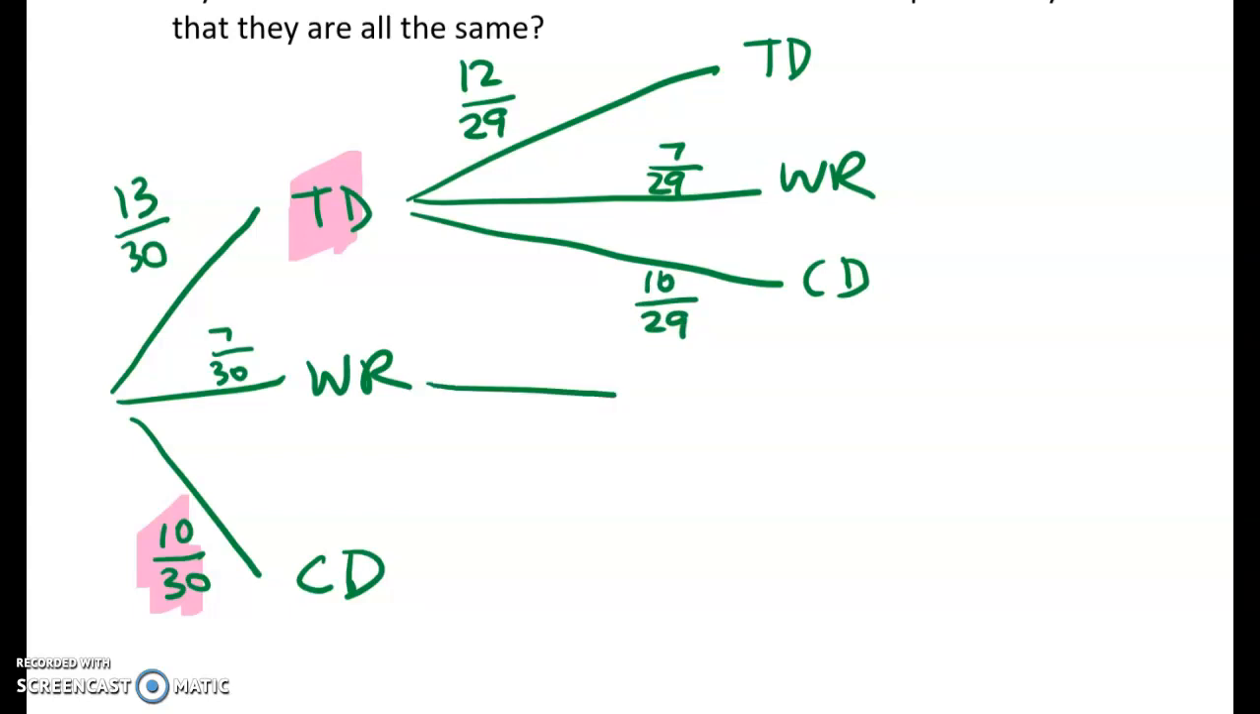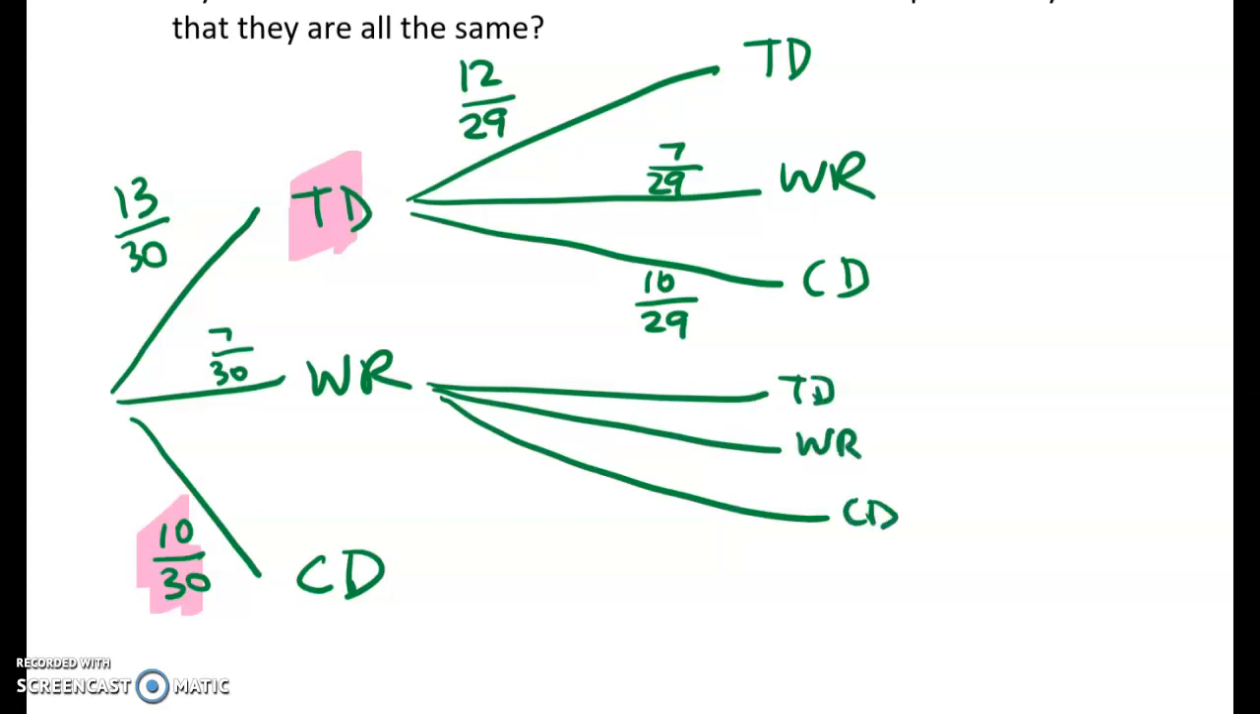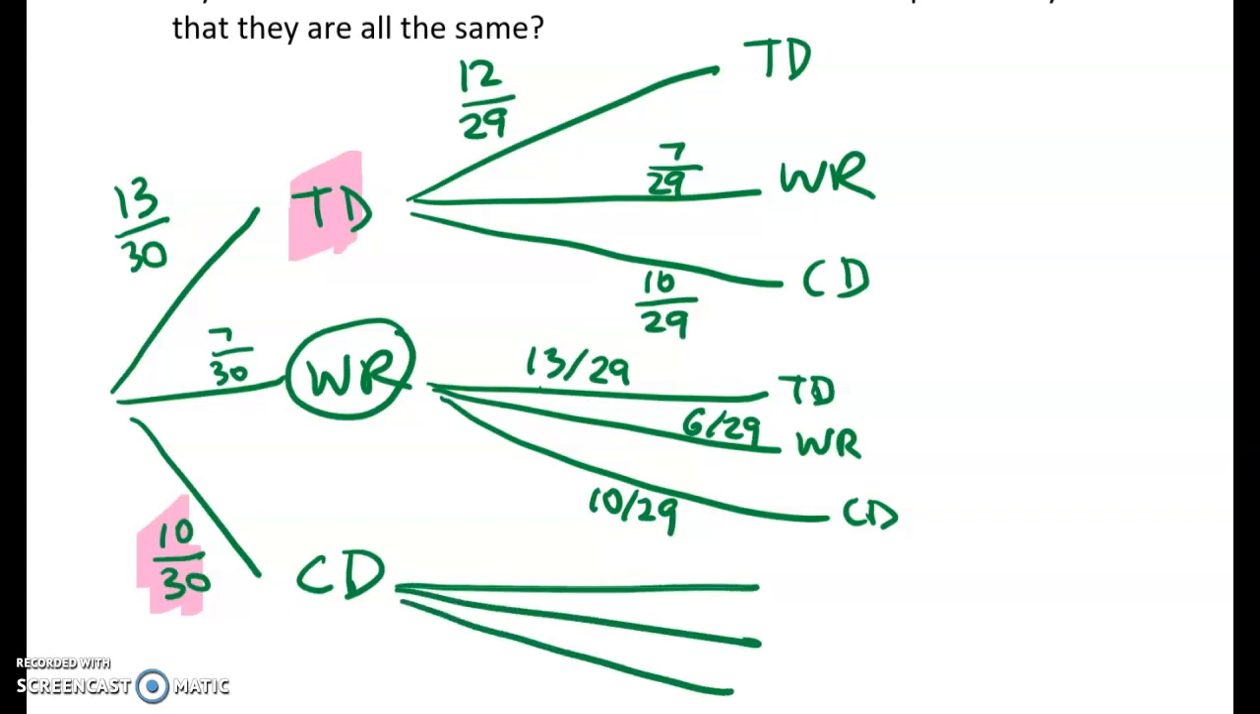For the second chocolate, if the first one was a White Raspberry, things are a bit different. So we have TD, WR, and CD. And the probability here for the Turkish Delight one is going to be 13 out of 29 because the first chocolate was a White Raspberry. That means that the White Raspberry probability will be 6 out of 29 and the Caramel Delight will be 10 out of 29. And we've got the same idea here for the Caramel one. So we're choosing now from 29 chocolates. There are still 13 out of 29 Turkish Delight. There are 7 out of 29 White Raspberry, but there are only 9 out of 29 Caramel Delights.